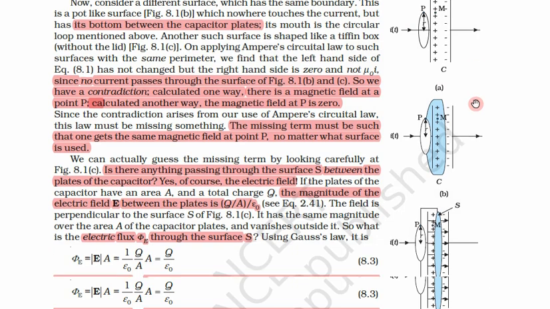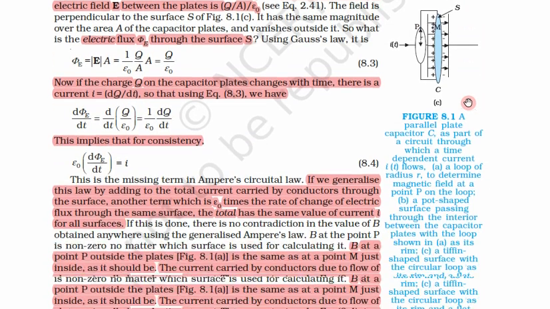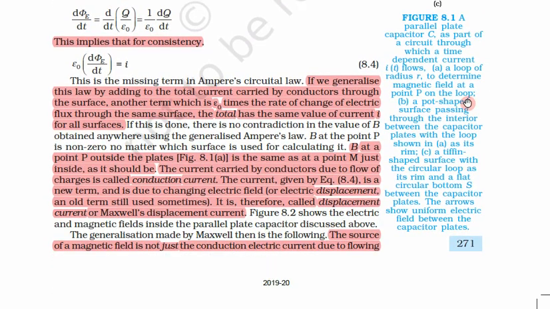This new current is called displacement current, and after that this law is now completely consistent and we get some value of magnetic field whether we are using surface 1 or surface 2 or 3. So B at a point P outside the plates is same as point M just inside, as it should be. So another important thing is that if we take another point inside this capacitor as we have taken outside.